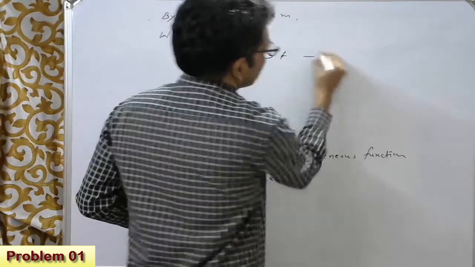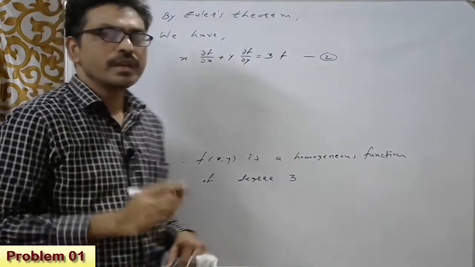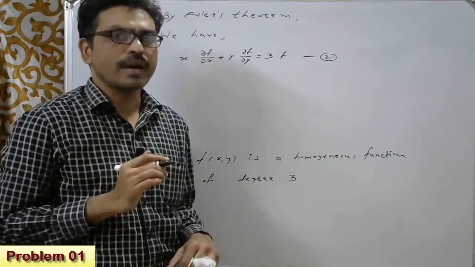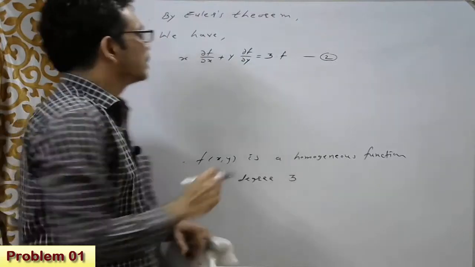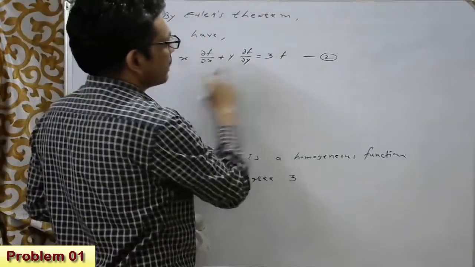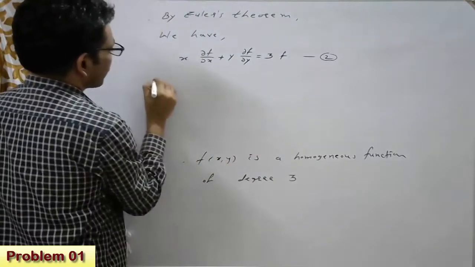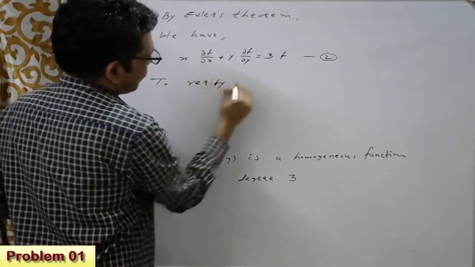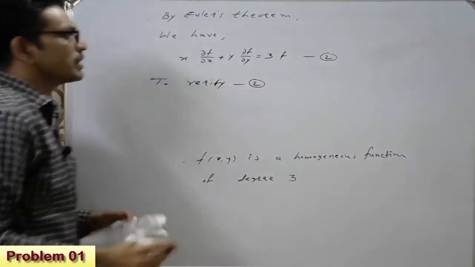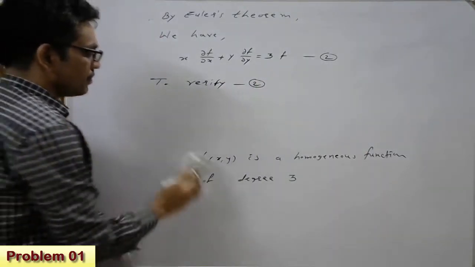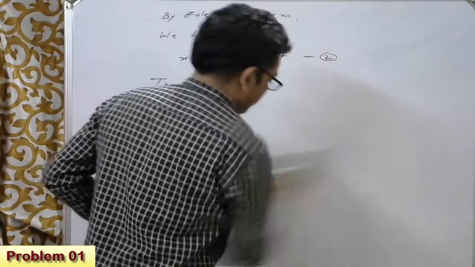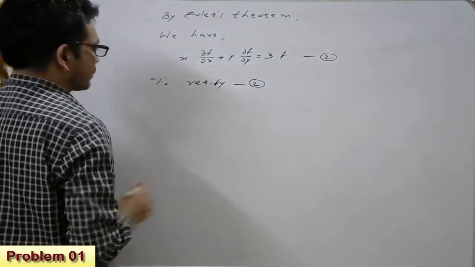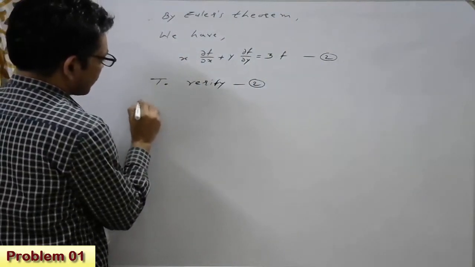Say equation number 2. In this problem, we have to verify the Euler's theorem. So, now we verify equation number 2. Now, to verify equation number 2, now differentiating equation 1.